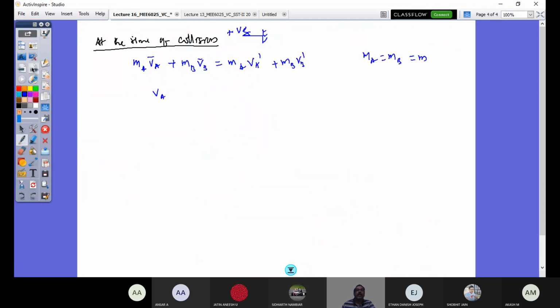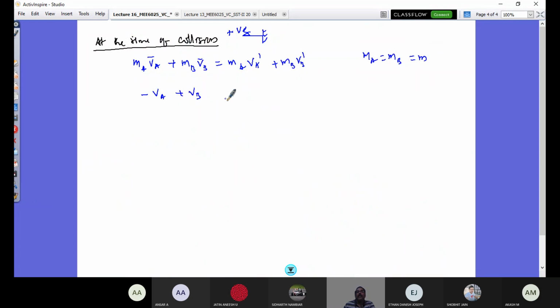So I would have here minus VA plus VB, which I have to find out, equal to VA dash plus VB dash. So VA is minus 8 kilometers per hour plus VB equal to VA dash plus VB dash. So this is my equation one. See how many unknowns? All three are unknowns. VB is the velocity of the colliding vehicle B, and VA dash and VB dash are the velocities of them respectively after the collision. I have this one equation now.